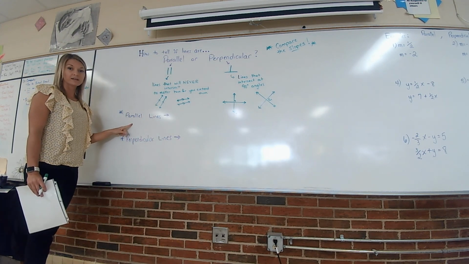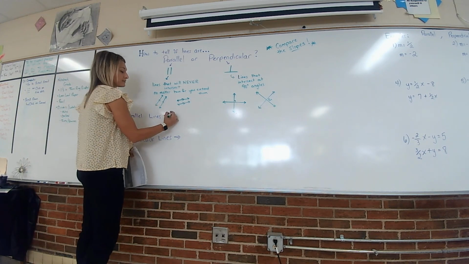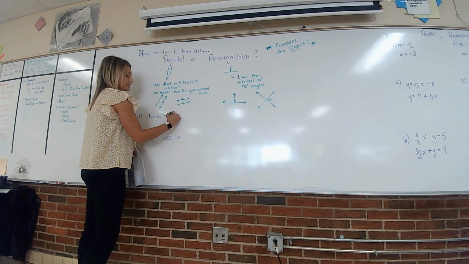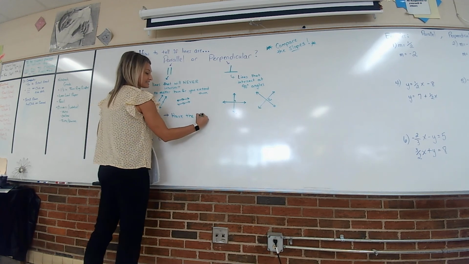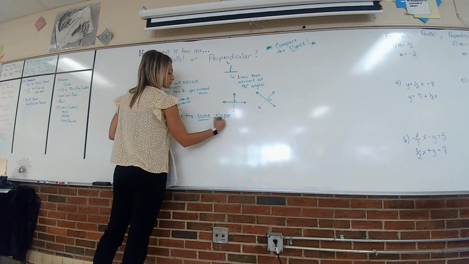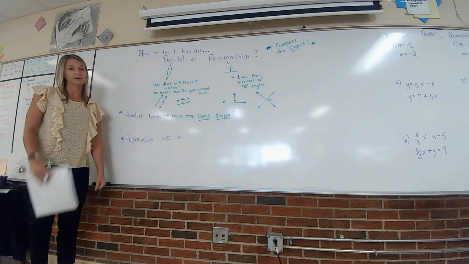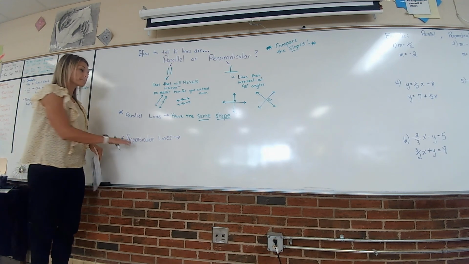parallel lines, the way that you know that they're parallel is parallel lines actually have the same slope. So parallel lines have the exact same, in every way, slope. Okay, so if you're looking at the slopes and they're exactly the same number, they're parallel lines. Okay, and so parallel lines have the same slope.